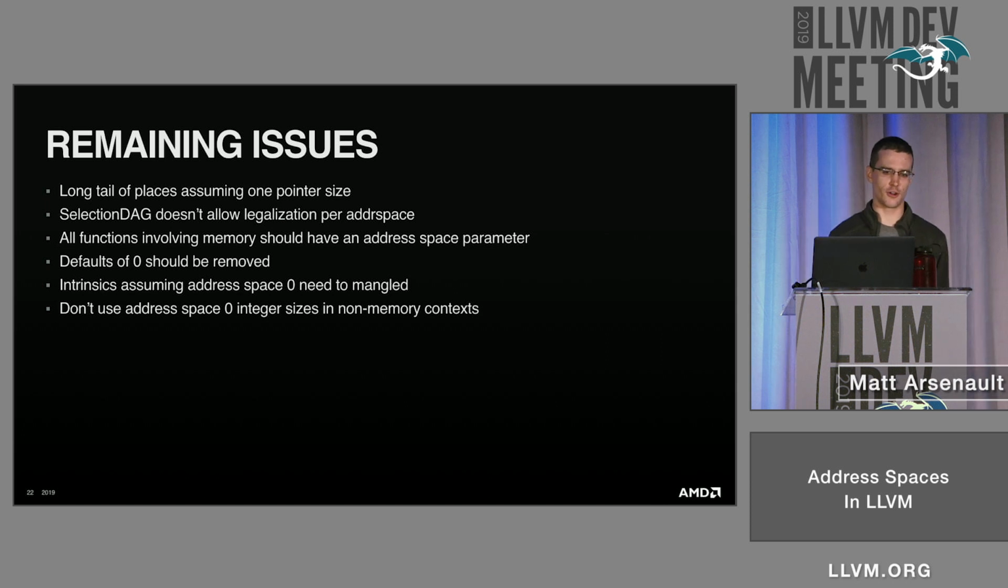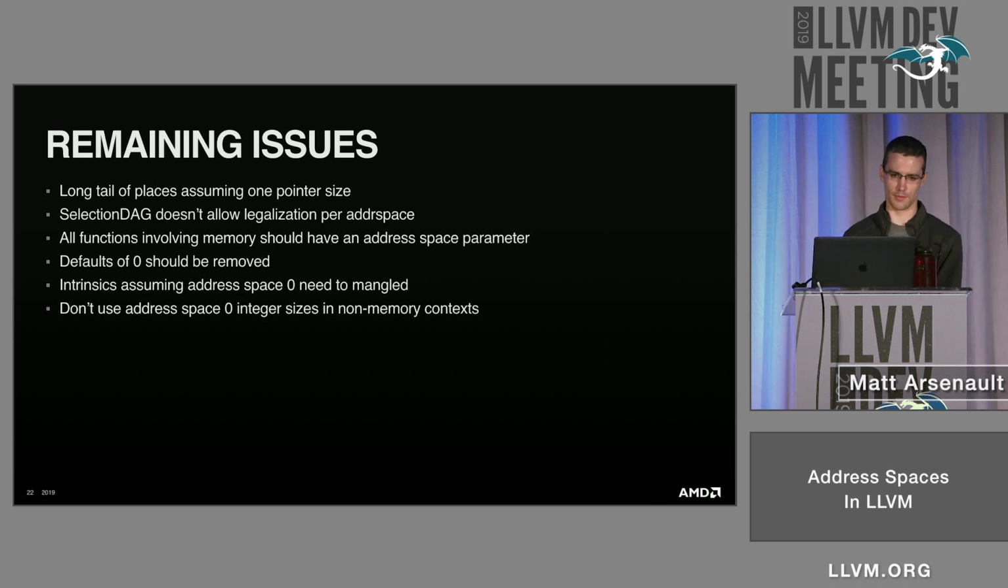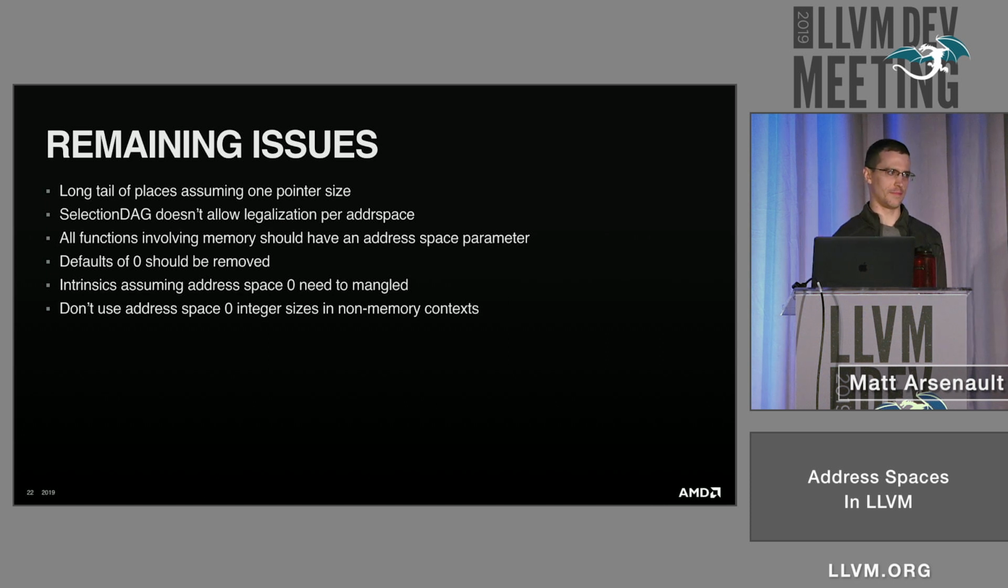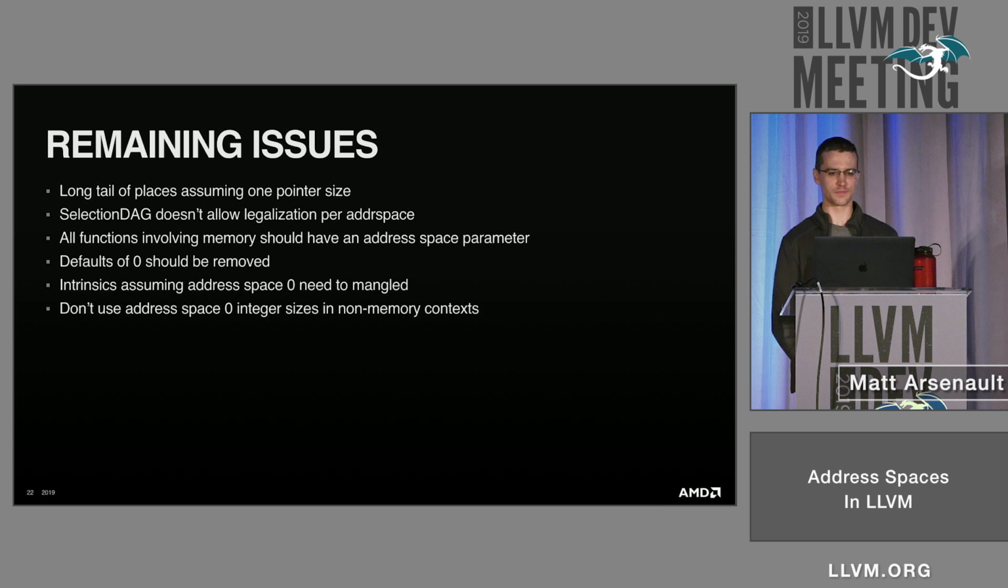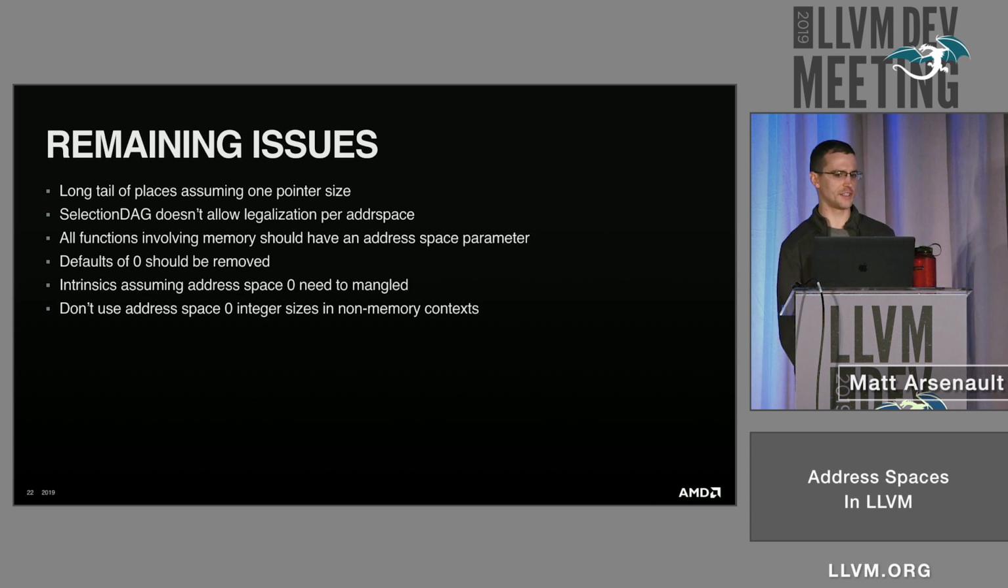I would like to eventually purge all of the default parameters of 0, but this is just a lot of work to do. There are still intrinsics that assume a default address space, including ones used for the stack, but we now do support stacks with non-default address spaces. So all of those need to add a type mangling parameter to them. And then I found, while trying to remove the defaults of 0, that there are a lot of places that actually use memory-related functions in contexts that don't involve memory. So it's a nonsensical question. My advice is: don't use address space 0 pointers as your go-to integer type, which is what lots of places seem to do.